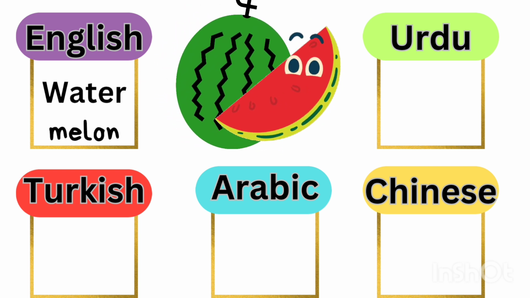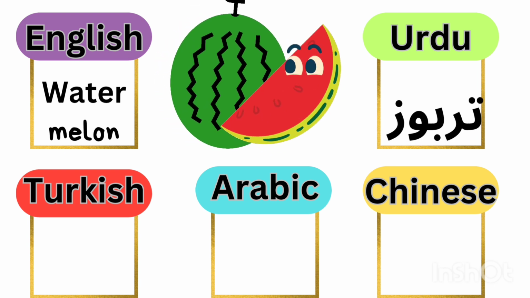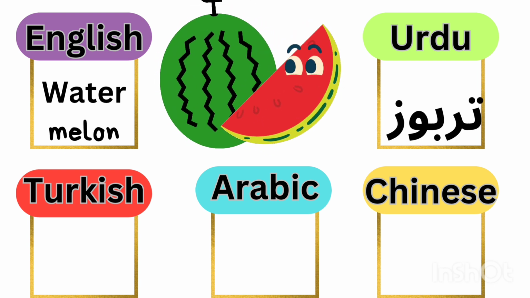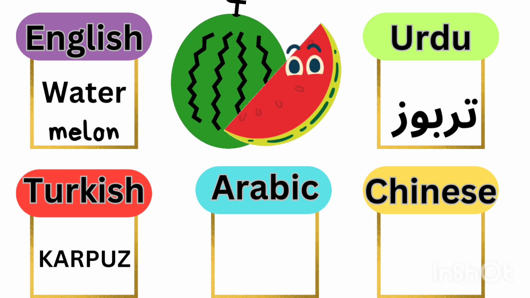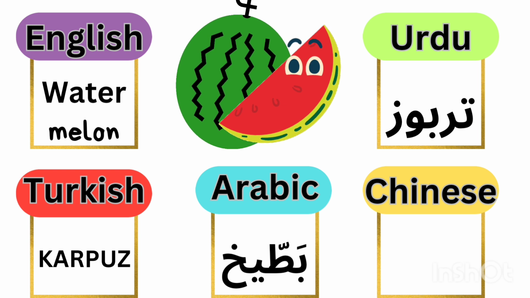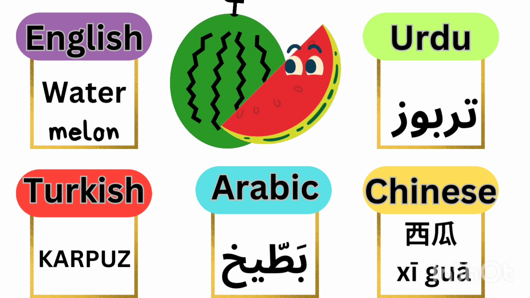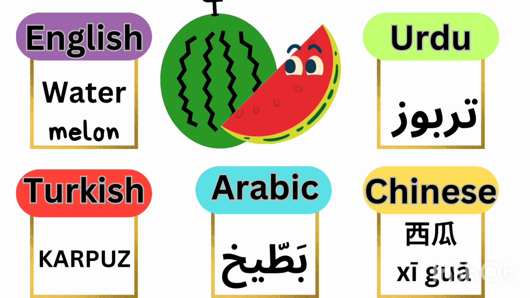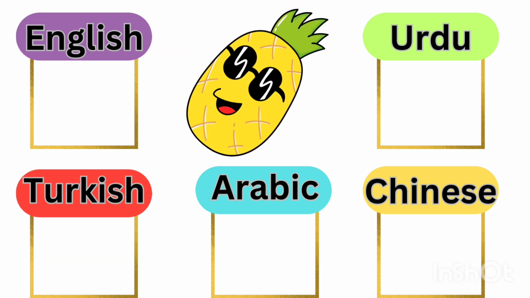This fruit is called in English watermelon. In Urdu, tarboos. In Turkish, it's called karpuz. In Arabic, bittih. In Chinese, 西瓜.